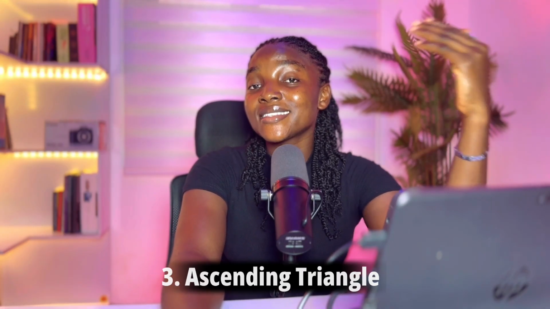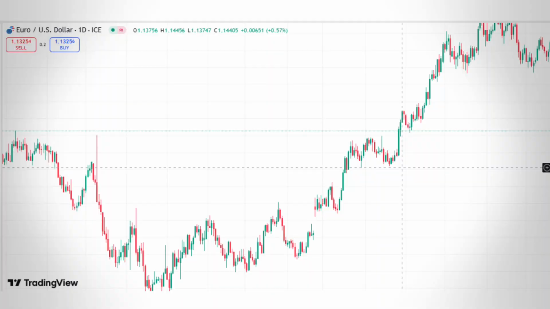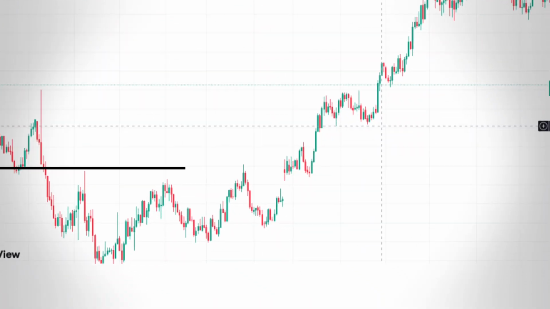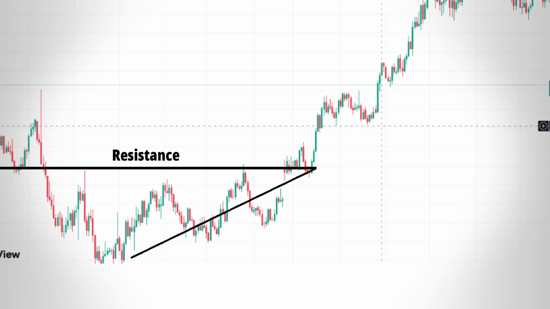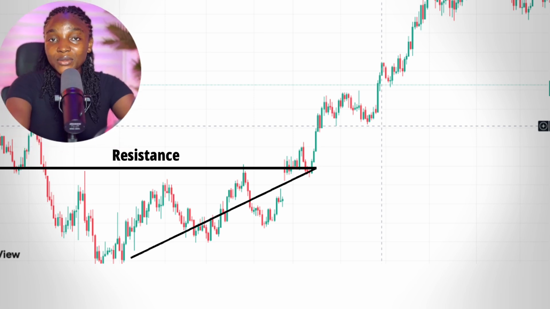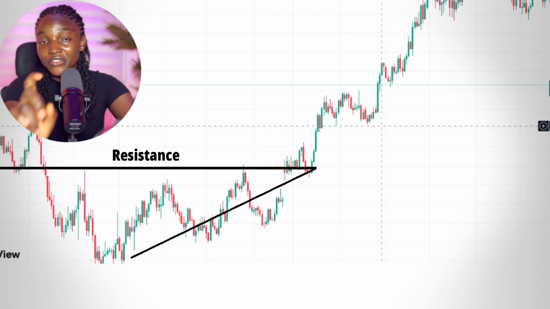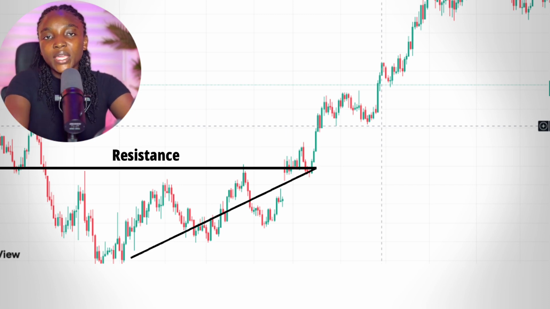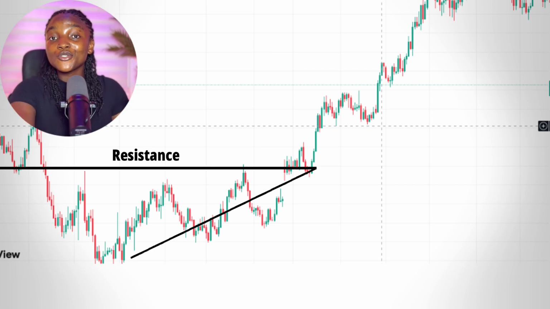The third bullish continuation pattern on this list is the ascending triangle. This one is easy to spot. It's a horizontal resistance line on top and a rising trend line below. Each time price pulls back, it forms higher lows, showing buyers are becoming more aggressive and willing to pay higher prices. What this tells us is that buyers are holding the line of resistance, but they are becoming weaker. As buyers keep stepping in sooner and sooner, eventually the pressure builds up and price breaks the resistance.